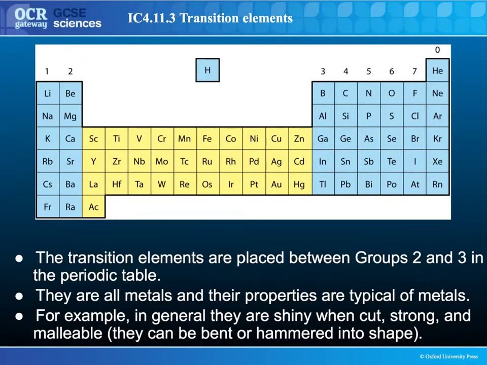So, transition metals. Transition metals are this block here between group 2 and 3 in the periodic table. They're called transition metals because they have different states. There is transition between these states. They are all metals and they all have typical properties of metals. Shiny when cut, strong, malleable, that sort of thing. There is one exception there, mercury, which is obviously a liquid metal.